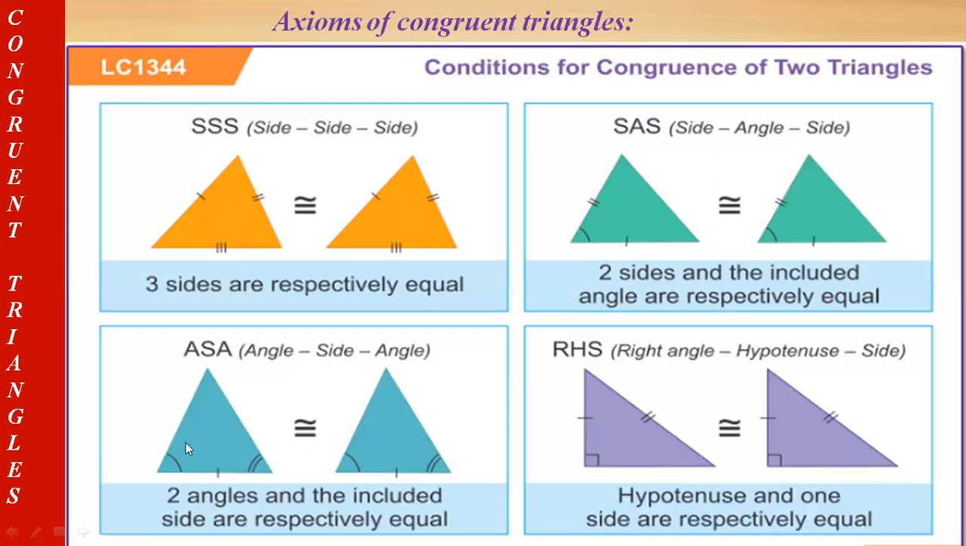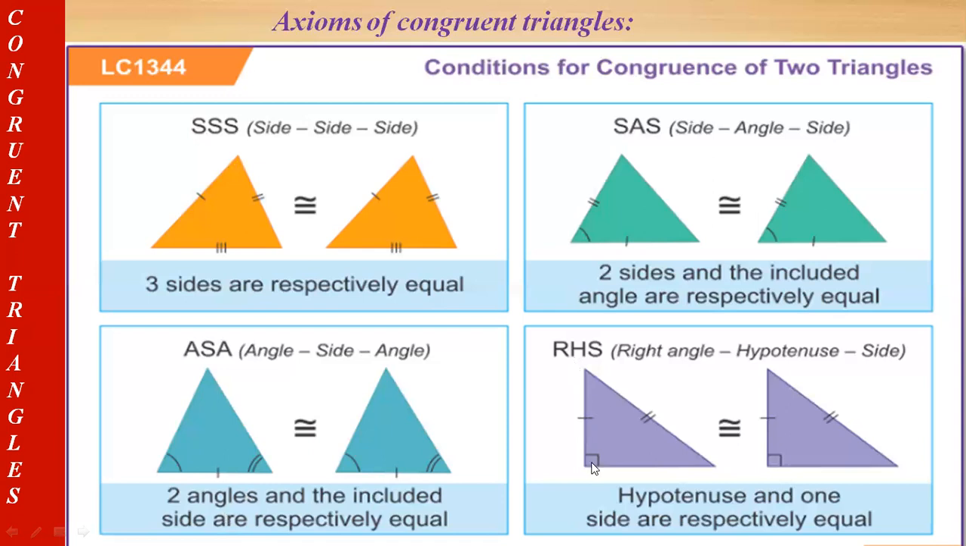Similarly, angle side angle: two angles and the one side included between them. Look here, angle equal and side equal, and this angle equal, at that time also these given two triangles will be congruent to each other. And next one, the fourth one, right angle hypotenuse and side.